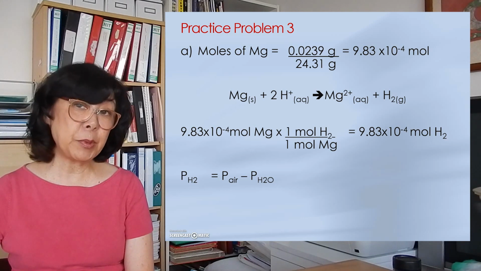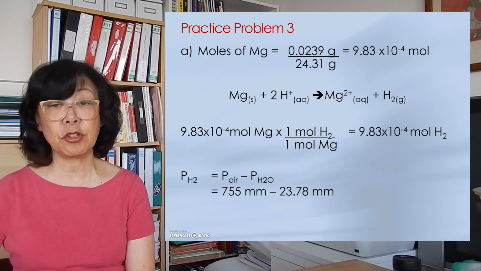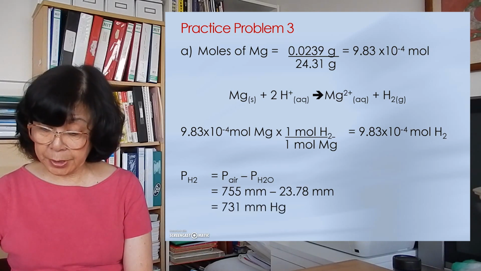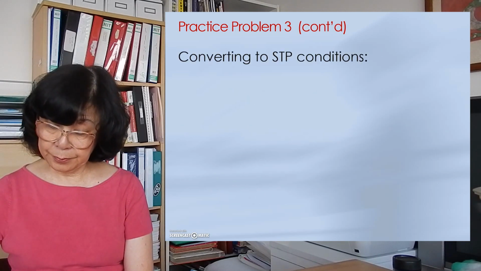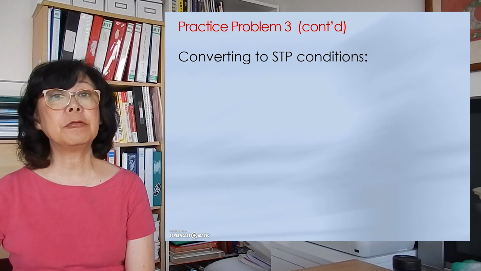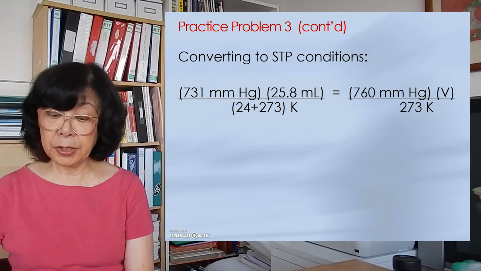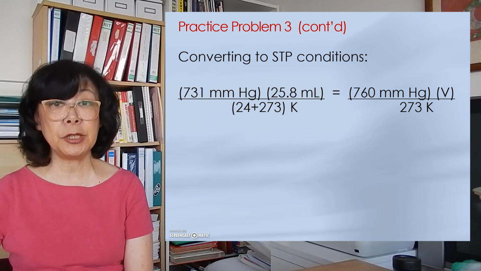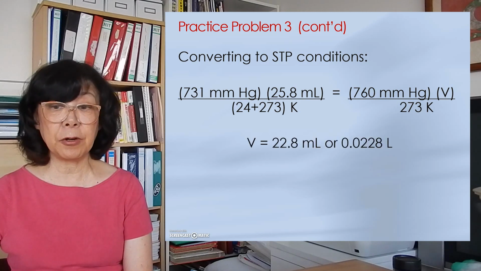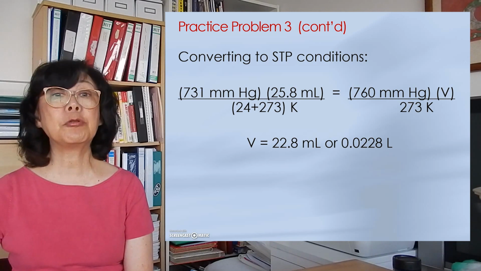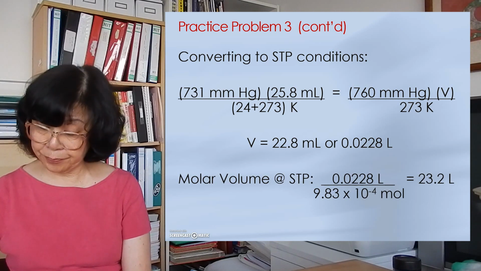Remembering, we have to account for the vapor pressure of water, so we need to subtract that from the air pressure, which is equal now to the pressure of the hydrogen, which comes out to be 731 millimeter mercury. Now we need to convert it to standard temperature and pressure conditions. We will use the combined gas law, P1 V1 over T1 is equal to P2 V2 over T2. So the volume is what we are looking for, and it turns out to be 22.8 milliliter or 0.0228 liters.